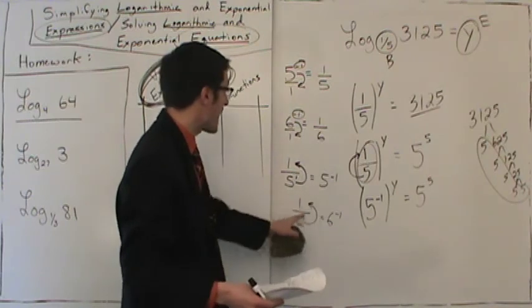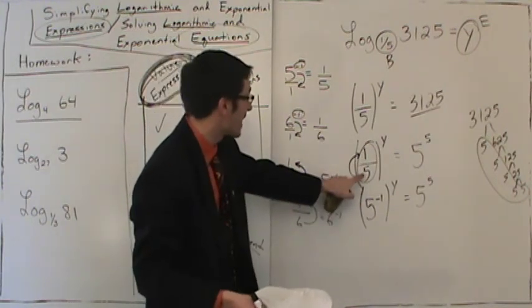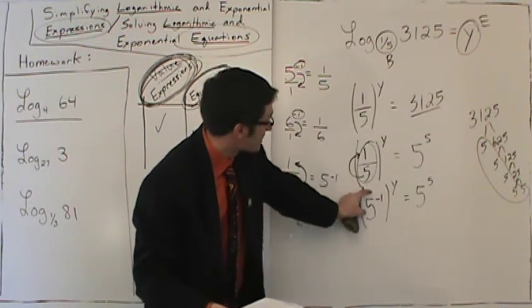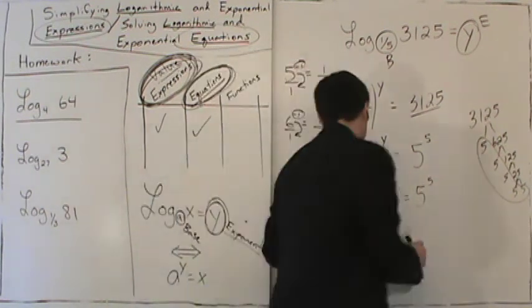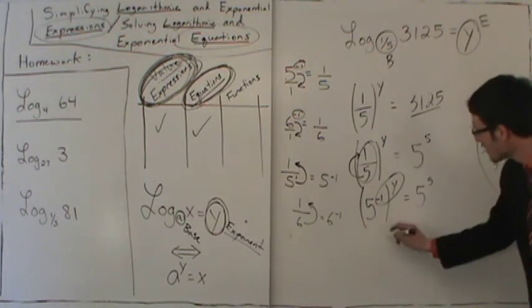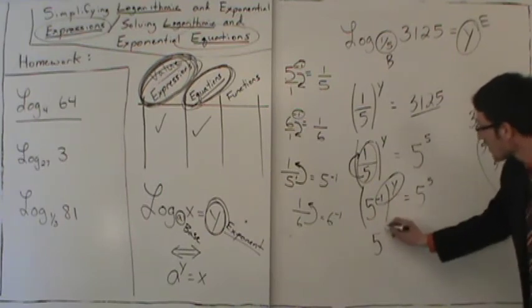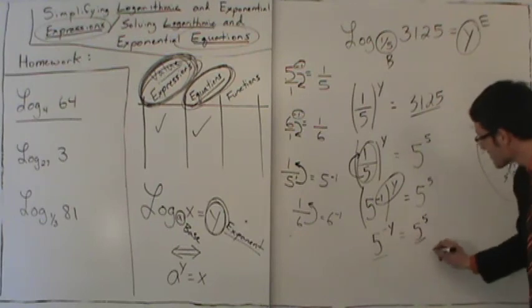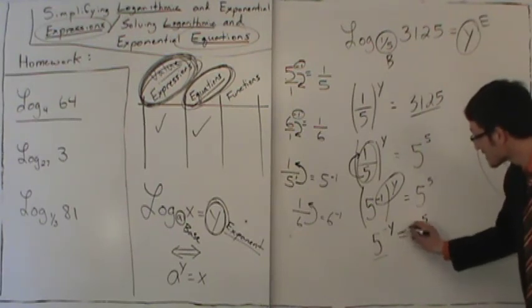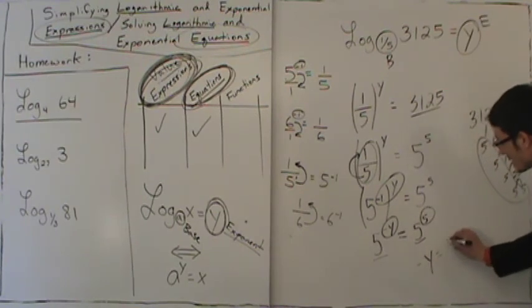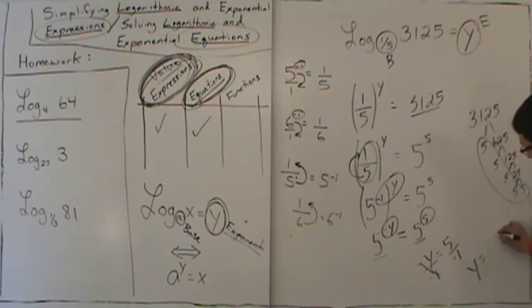So we're converting this back to base 5. Taking the 5 and moving it back to the top, we get 5 to the negative 1 power, and this is a representation of 1/5. Now, you have negative 1 power, you have y power. What do we do when we have a power of a power? We multiply them. So we get 5 to the negative 1 times y, which is negative y, equals 5 to the 5th. Since our bases match, it must be the case that the exponents match. So negative y equals 5, divide by negative 1, divide by negative 1, and we end up with y equals negative 5.